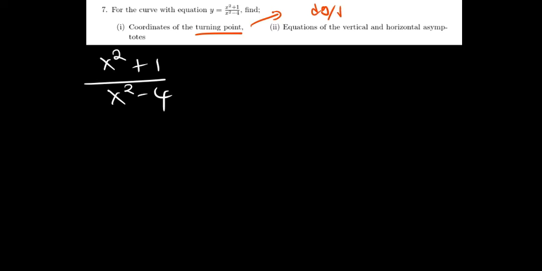Let's break down this question. So here we have (x squared plus 1) over (x squared minus 4). Our goal here is to determine the coordinates of a turning point. A turning point, in other terms, means we're trying to determine the stationary points, okay? We're trying to find where the derivative is equal to 0, dy/dx equals 0. So the first step is determining the derivative of this equation.